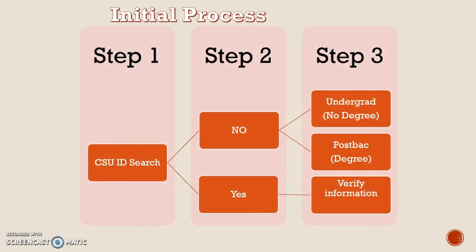Our initial process is to see if a student has a Coyote ID number. Step 1 is to go to CSUID search, and here we will input the student's first and last name to see if a Coyote ID number pops up. If the student does not have a student ID number, we will proceed to step 3, in which we will determine whether the student is considered an undergrad or a postgrad. If the student does have a Coyote ID number, we will then verify all information.